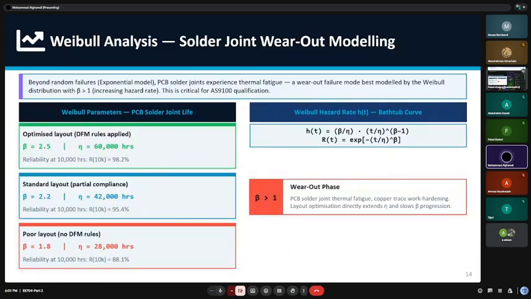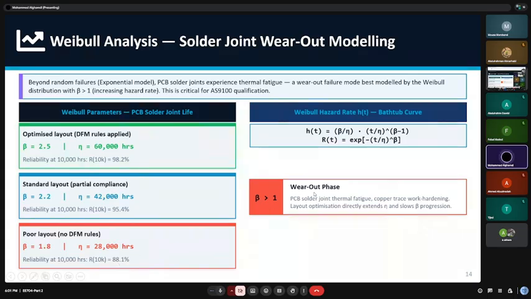We have the Weibull analysis for the solder joint wear out. The exponential model covers random failures during useful life. We have the parameter set, beta 2.5, 2.2, and 1.8. You can see the greater the beta and the characteristic life of our scenario, the better R(t), starting from 98%, 95%, and going down decreasingly.